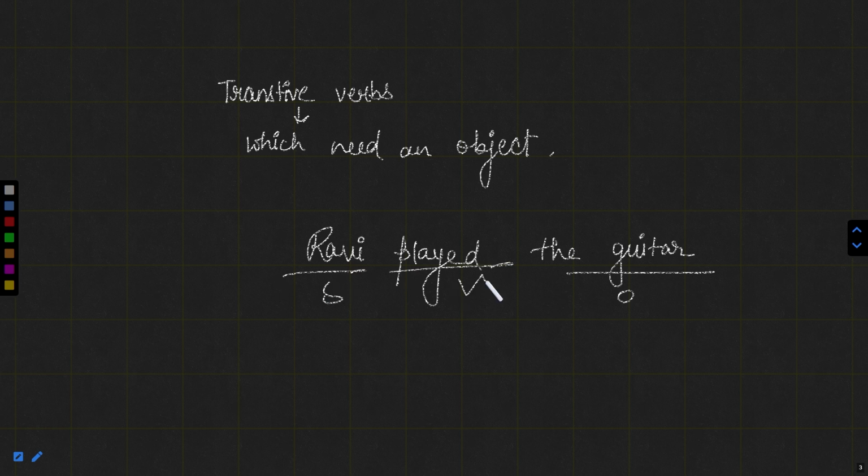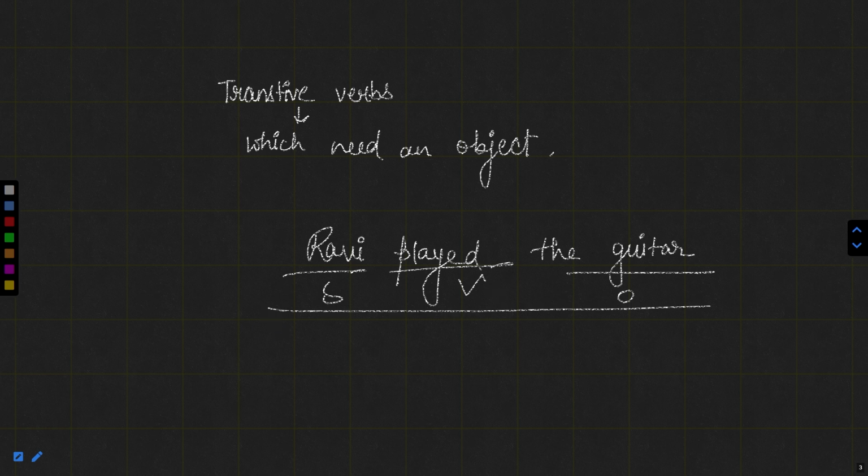Okay, so after this verb you can say that we have an object. If there is an object in the sentence which receives that action, or you can say that if there is an object to receive that particular action, then the verb is known to be a transitive verb. If we need not add any object after the verb, then that verb is known as an intransitive verb.